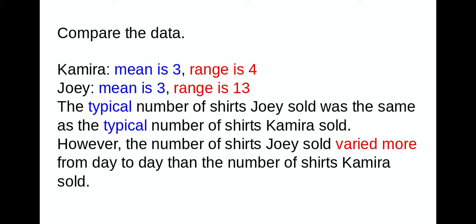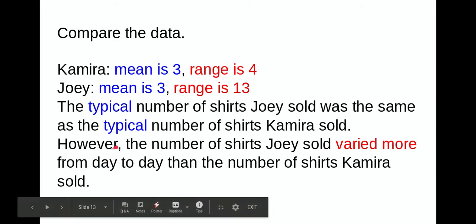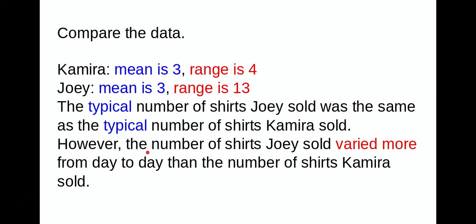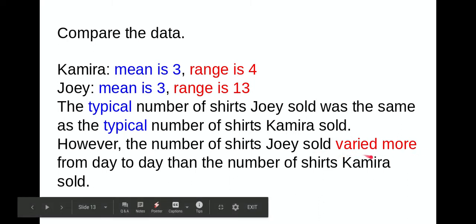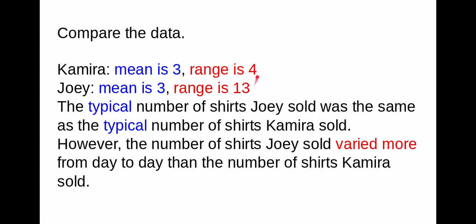Next, we need a sentence about the measures of variability, which I have here color-coded in red. However, the number of shirts Joey sold varied more from day to day than the number of shirts Kamira sold. And varied, or varies, or some variation of that word, is going to be always associated with your measure of variability.